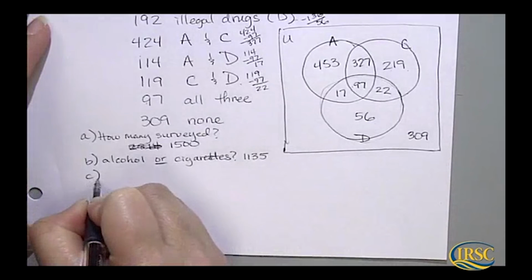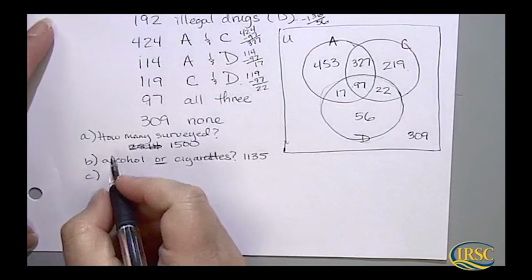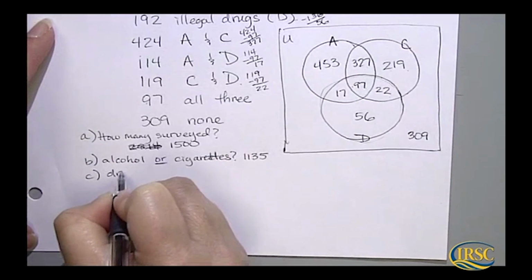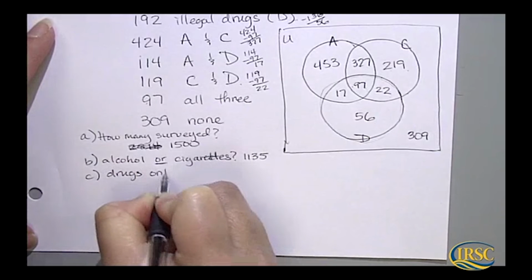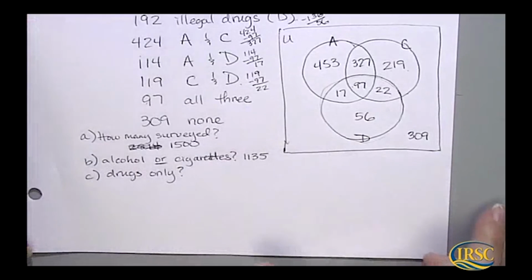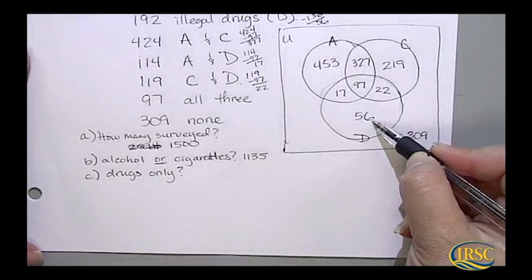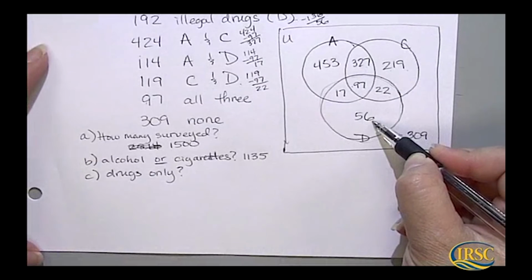Okay, C. How many used illegal drugs only? So drugs only. What's the key word in that problem? Only. So that means that they only used illegal drugs, they did not drink alcohol or smoke cigarettes. 56 is correct. Fantastic.